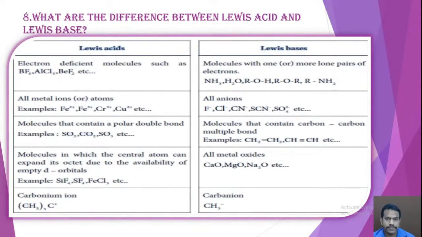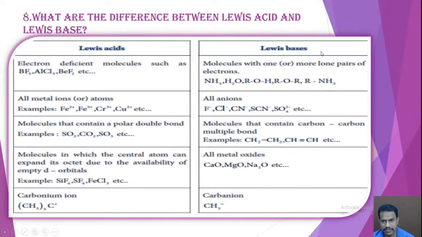Okay, here, after studying the Lewis concept, we can make the difference between Lewis acid and Lewis base. The electron deficient molecules such as boron trifluoride, aluminum fluoride and beryllium fluoride come under Lewis acids. When we write the electronic configuration, each has an empty orbital. Beryllium has one empty orbital, aluminum has an empty orbital and boron has an empty orbital, ready to receive the 2 electrons from the base. That is what is called an electron deficient molecule.